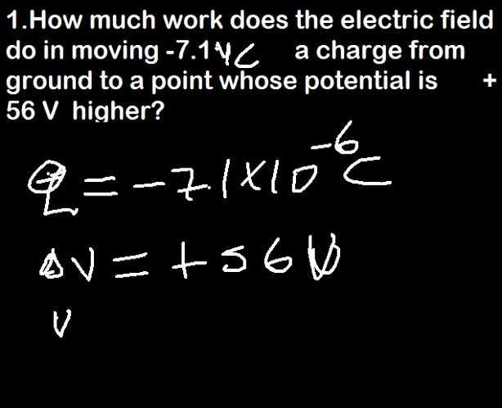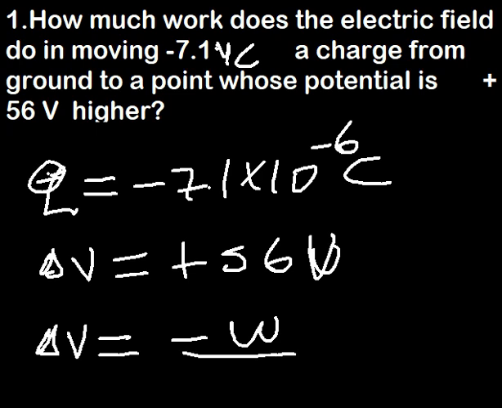We should understand that the change in electric potential, V, is given as the negative work divided by the charge. And in this case we have a negative charge, negative 7.1 times 10 to the power negative 6, and we have the change in electric potential, that is 5.6 volts. We'll have it here, and I need to find the work done on that particular charge.